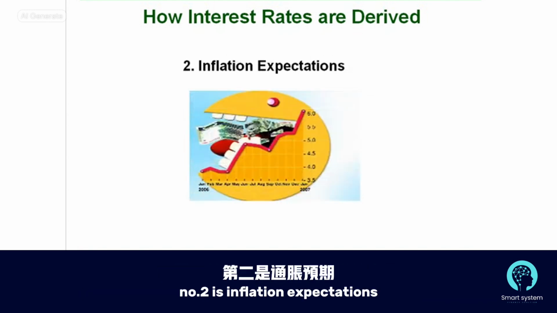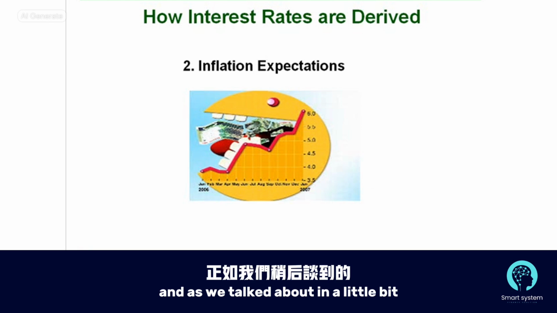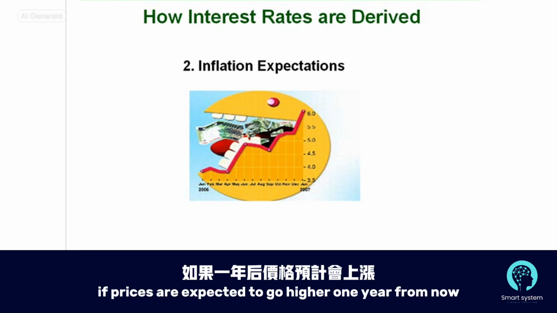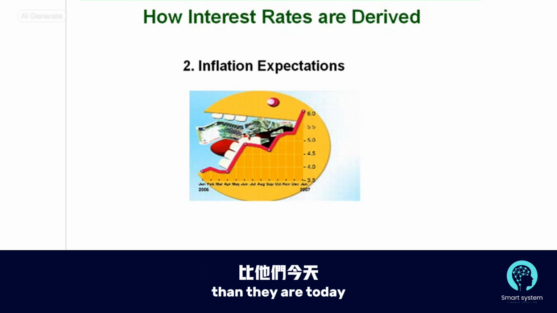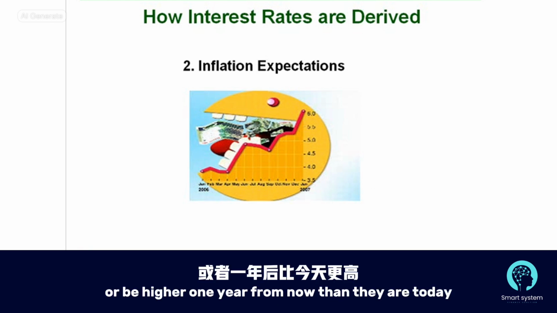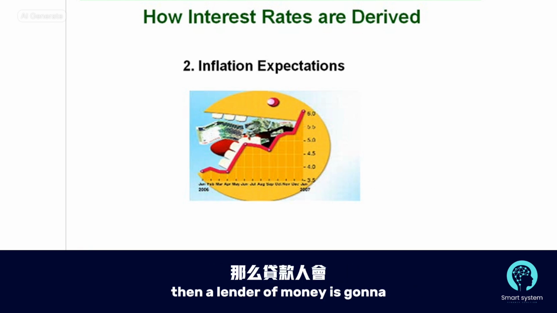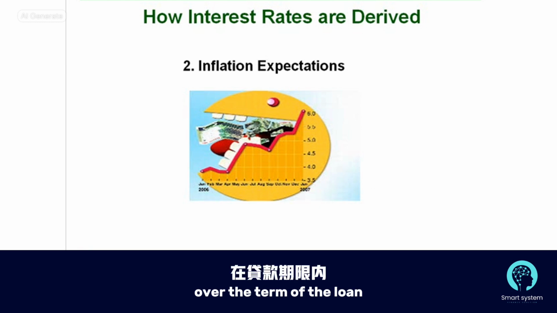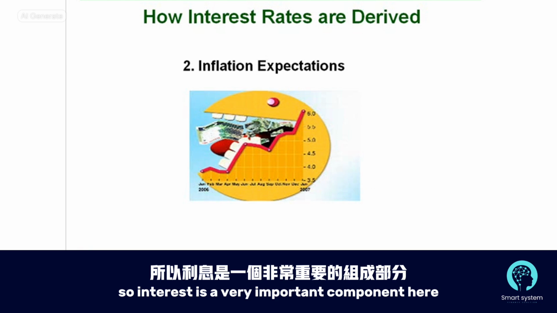Number two is inflation expectations. As we talked about a little bit in the last lesson, if prices are expected to be higher 1 year from now than they are today, then a lender of money is going to want to be compensated for that loss in value over the term of the loan. So interest is a very important component here.